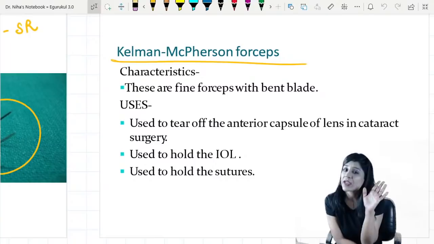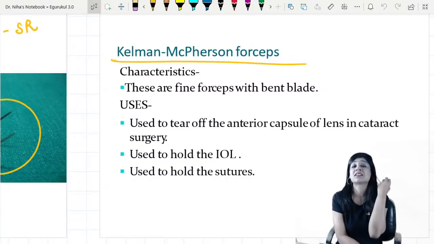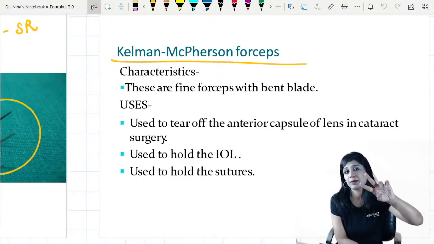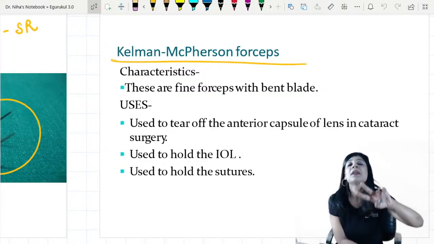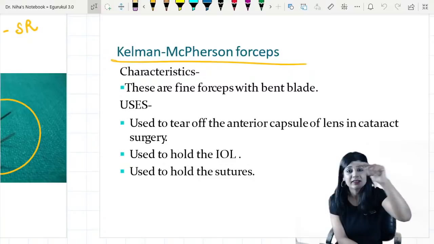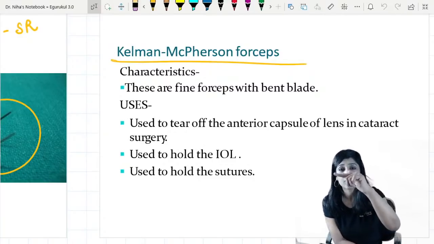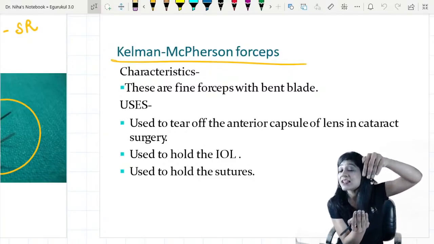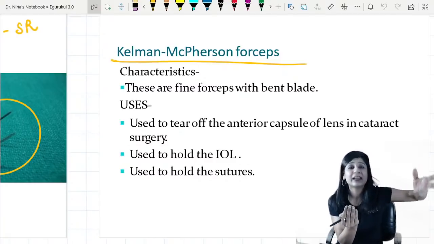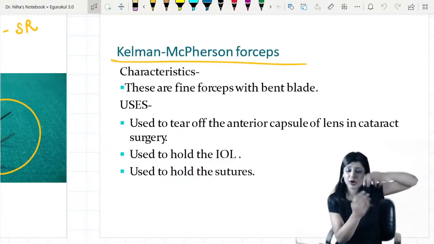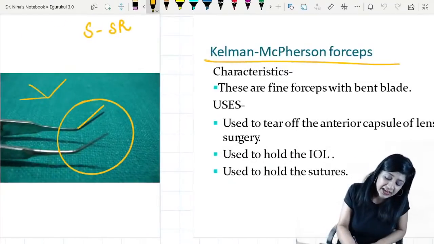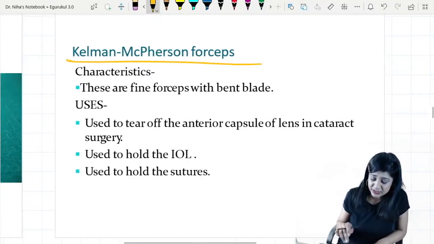Now forceps you can easily identify. By looking you can see whether it is a scissor, whether it's a forceps, or whether it is a speculum. When you have to give the name, look at the tip. Where there is a scissor and a V shape cutting, that is your conjunctival spring scissor. Where we had an S shaped one, that was your S shaped superior rectus holding forceps. If it is something like this, then it's a globe holding. If it is having the electrical point also, then it was an electrical cautery. Similarly, where it is slanting, this is a Kalman-McPherson forceps.